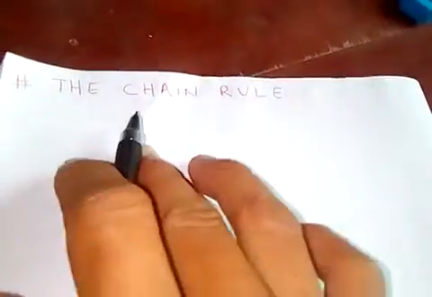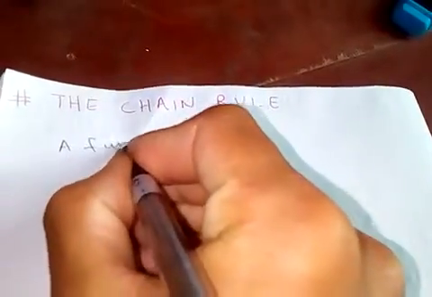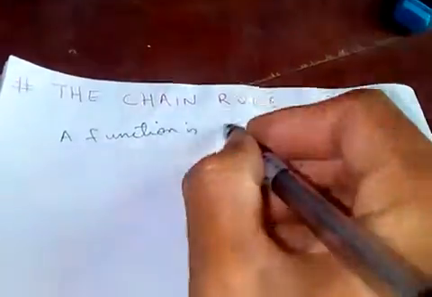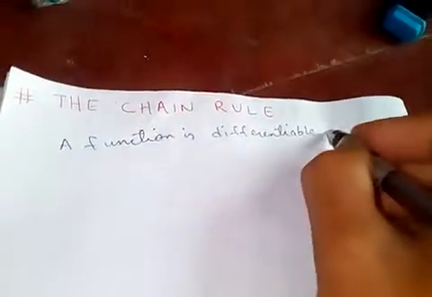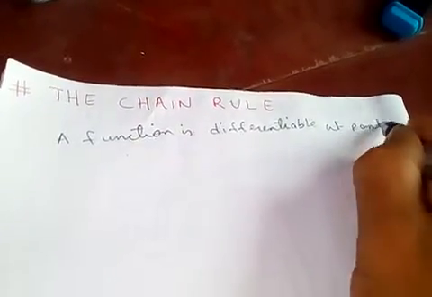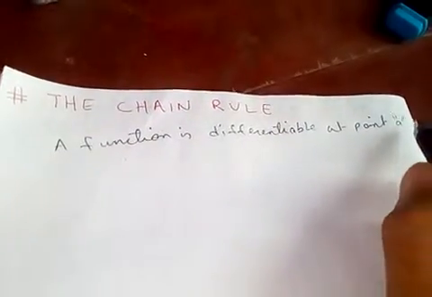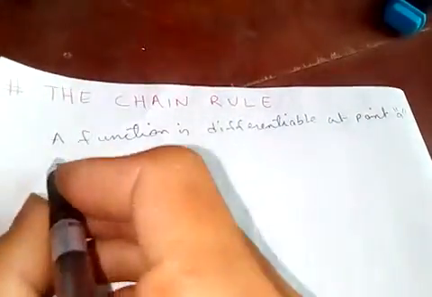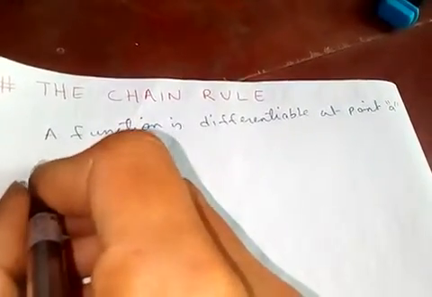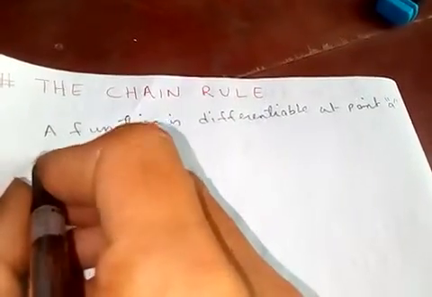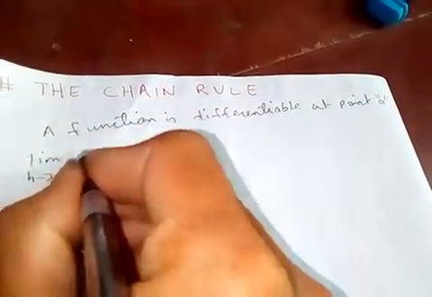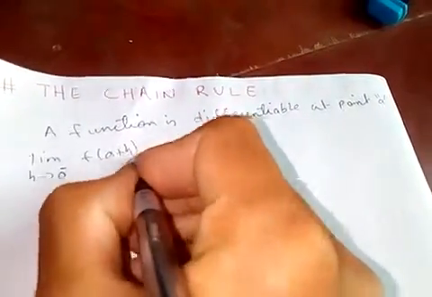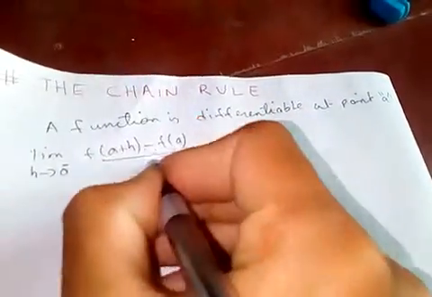A function is said to be differentiable at a point, let's say a, when its limit exists, that is, the right hand limit and the left hand limit of f of a plus h minus f of a over h.